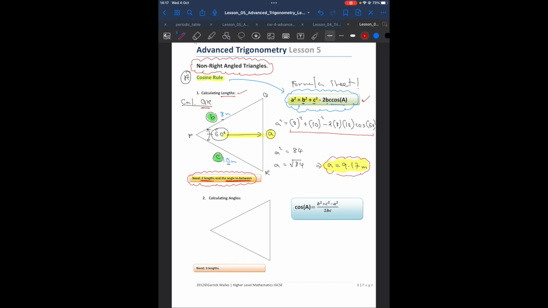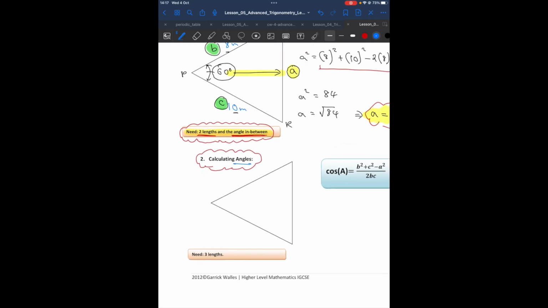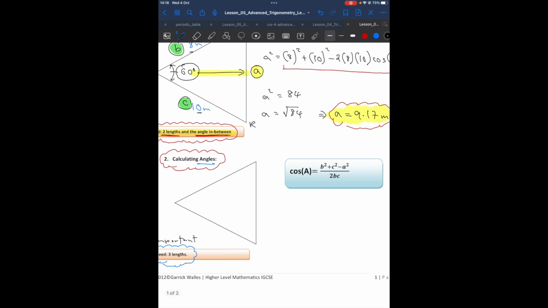The second thing you can do with the cosine rule is use the cosine rule to calculate an angle in a triangle. Now, in order to work out the angle in a triangle, you need to be given all 3 lengths in the triangle. So when you're looking at an exam question, if the question gives you a triangle and it gives you all 3 lengths, the chances are they want you to work out an angle, and in order to do that, you need to use the rearranged cosine rule, which looks like this.